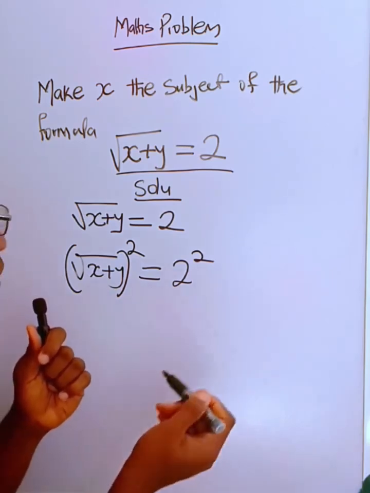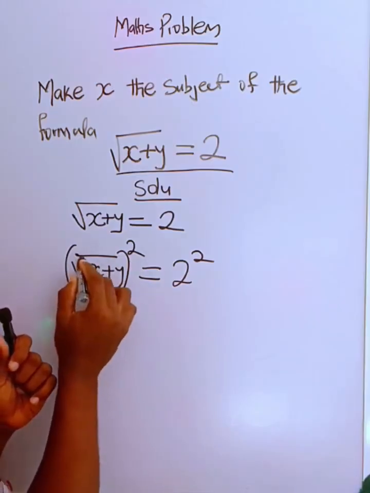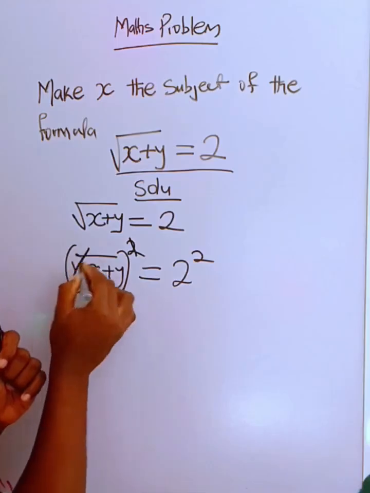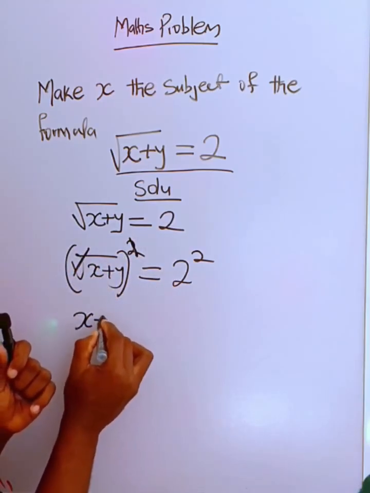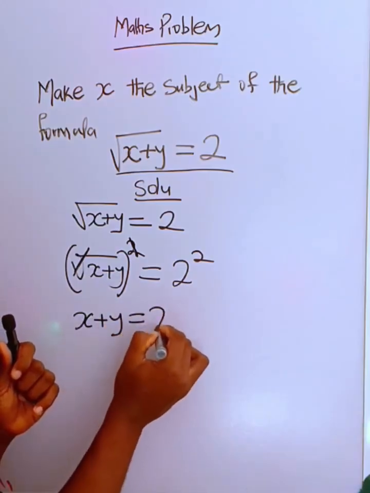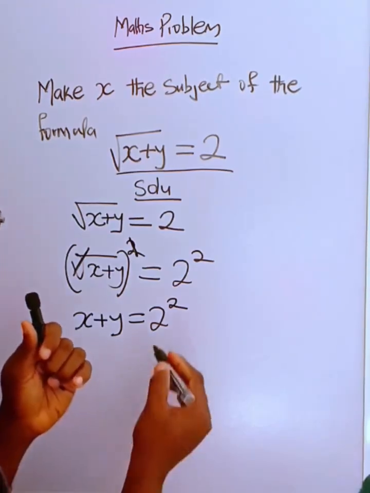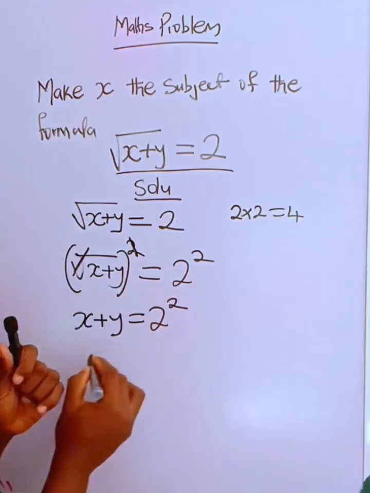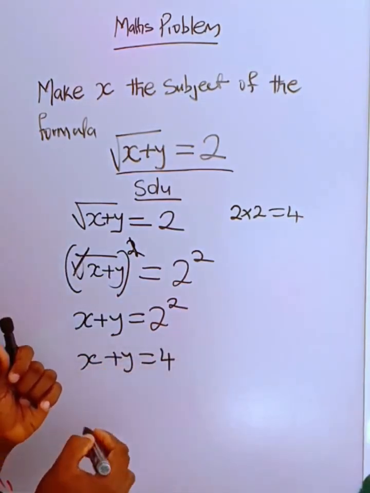Now, what do we do next? For us to eliminate this square root we have to cancel this power. So, since this can cancel this, what we have left will be x plus y equals 2 squared. Are you following? 2 squared is the same thing as 2 times 2, which is 4. So, x plus y equals 4.